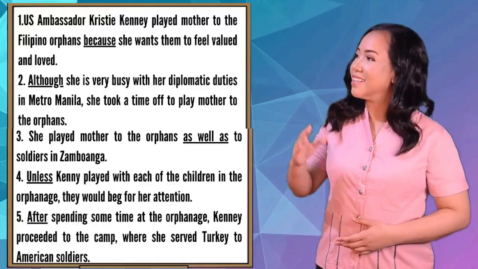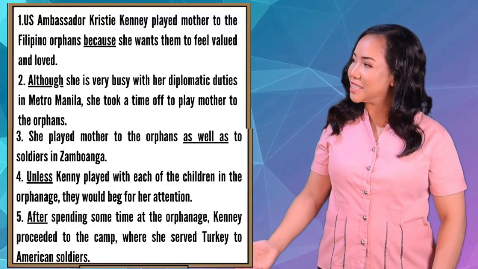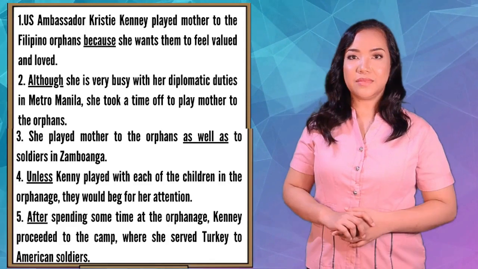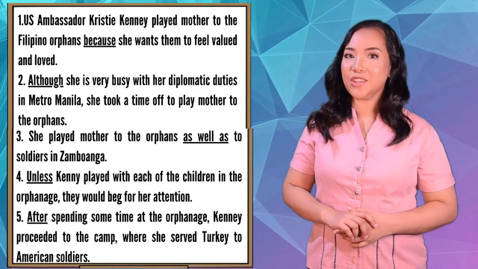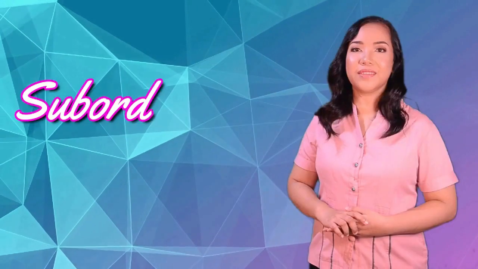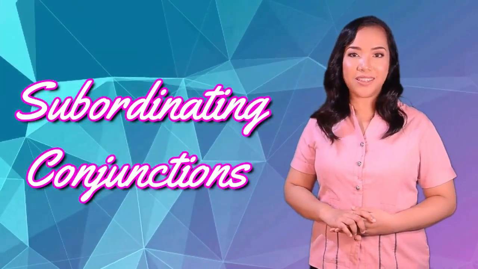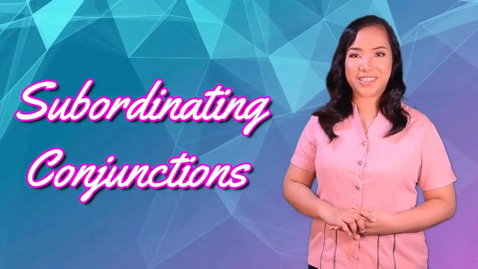Wonderful! These are some of the statements presented in the news report. Have a close look and take note of the underlined words. Have you noticed the words that are underlined? Do you have an idea of what they are? These words are what we call subordinating conjunctions.